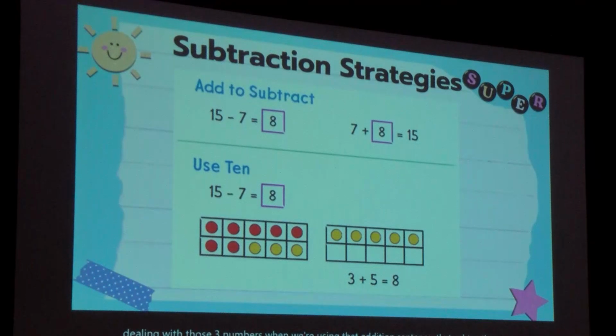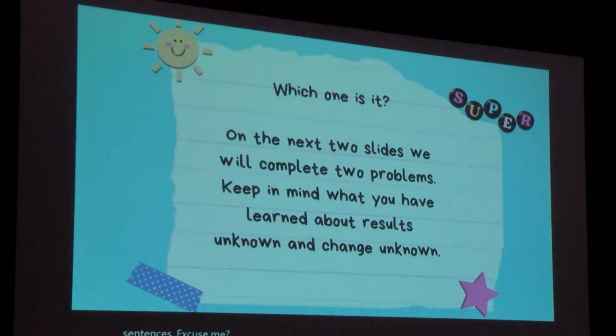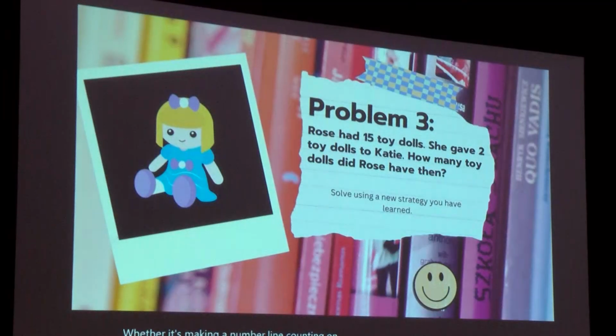So with us looking at these new subtraction and addition strategies, on the next 2 slides, you will see 2 more problems. I want you to use a new strategy that you've just learned, whether it's making a number line, counting on, or using a 10 frame to solve an additional word problem. So our new problem is Rose had 15 toy dolls. She gave 2 toy dolls to Katie. How many toy dolls did Rose have then? And I'll give you about a minute or so to solve that problem using a new strategy that you just learned.